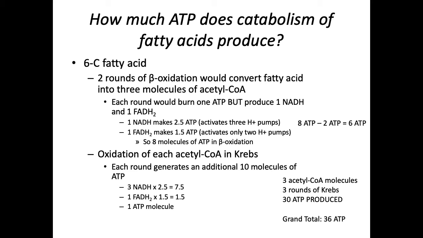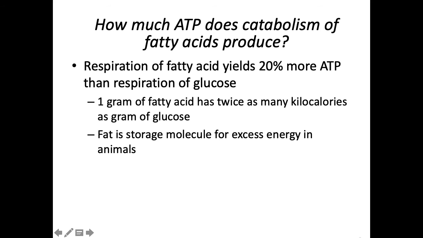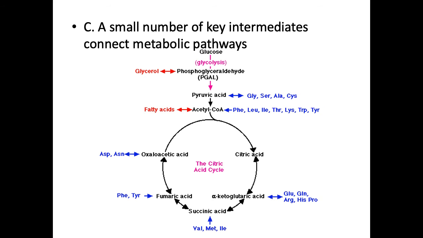So fatty acids, fats, there's a lot of energy stored in those carbon-hydrogen bonds. In fact, fatty acids tend to yield 20% more ATP than the respiration of glucose. If you go gram for gram, a gram of fatty acid has twice as many kilocalories as a gram of glucose. This is why fat tends to be used as a storage molecule when animals have too much energy. And then during periods of difficulty, low food, fat is burned.